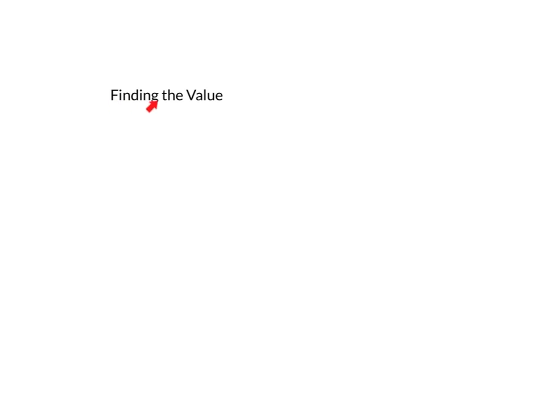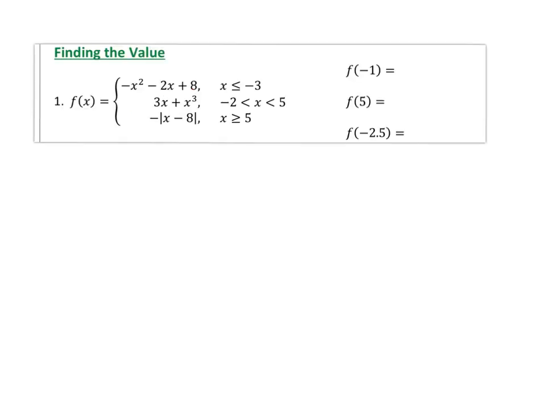So in this video, we're going to find the value. So we're going to start with f of -1. The first thing you have to do is figure out where -1 fits in the domain. This says x is less than or equal to -3. That's not it. This says -2 is less than x, which is less than 5. Bingo. Here is where -1 fits because it's between -2 and 5. So we're going to evaluate using this function.